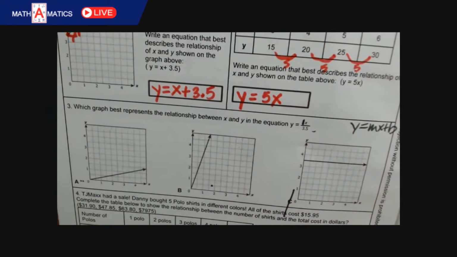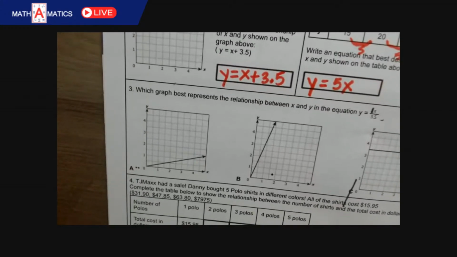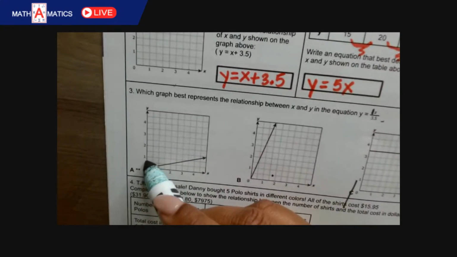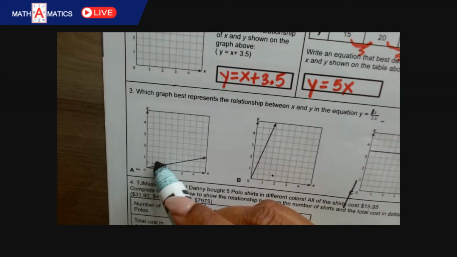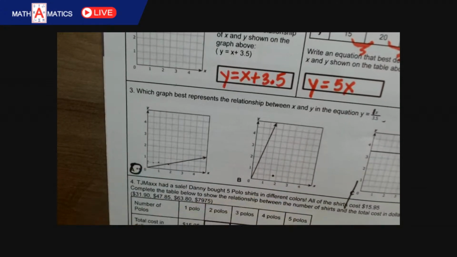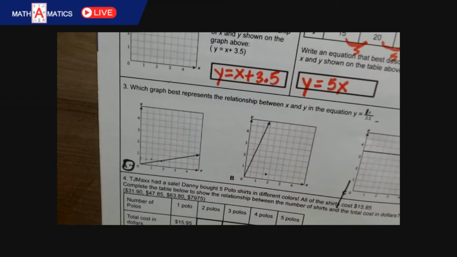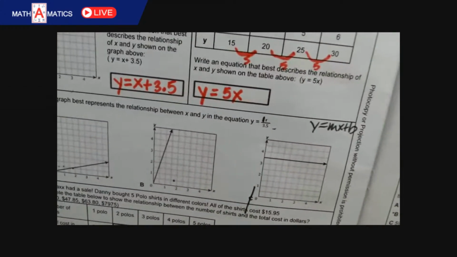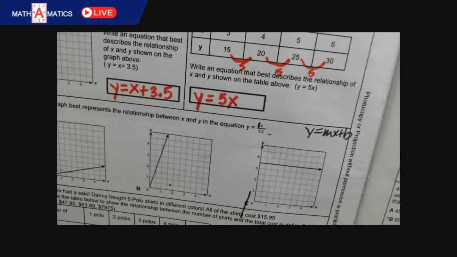Well, we don't, so it can't be B. So let's look at A. We're going to rise 1, and then we're going to go over 1, 2, 3, and a little half up. It has to be A. So this is how you use that y equals mx plus b for graphing, just like we did when we actually did the algebra problems.